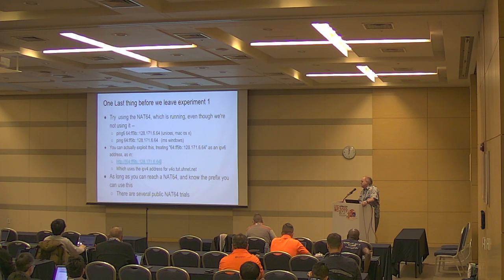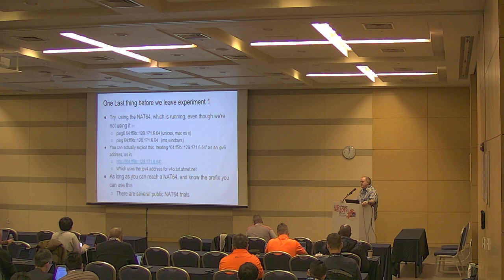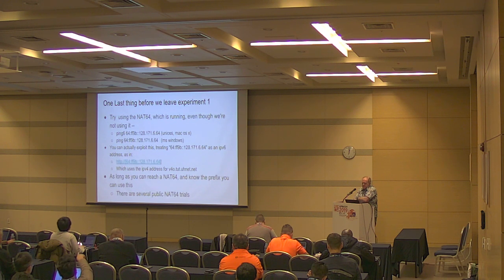One last thing is you can also craft numeric addresses versus DNS lookups. You can type in 64:ff9b:: and then the dotted quad for a V4 address, and you can reach pretty much anything you want to reach. Because although we're doing V6 only with no helpers, the NAT64 is alive and it's reachable. It's just not having traffic driven to it by DNS64 at the moment. You can actually exploit this, treating 64:ff9b, et cetera, as a V6 address, as in HTTP with the brackets, which I have used to fix a few problems that have come up along the way.